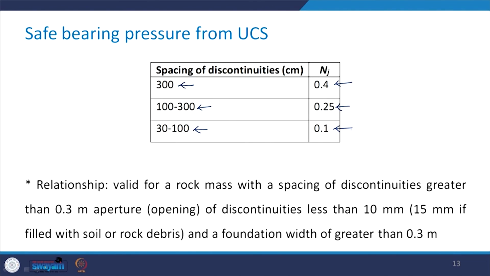This relationship is valid for a rock mass with a spacing of discontinuities greater than 0.3 meter, an aperture or opening of the discontinuities less than 10 millimeter, and in case the joints are filled with soil or rock debris, less than 15 millimeter, and a foundation width greater than 0.3 meter. In case the foundation width is less than this value of 0.3 meter, then that relationship will not be valid and cannot be used.